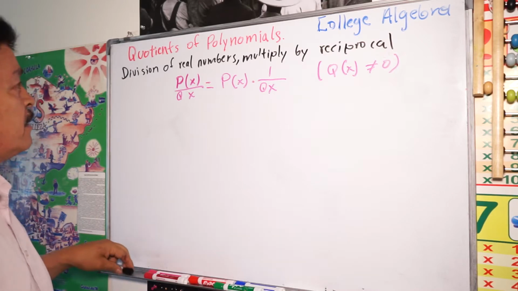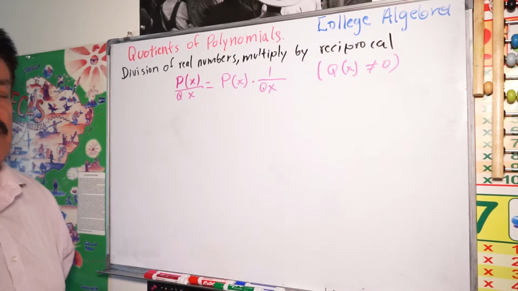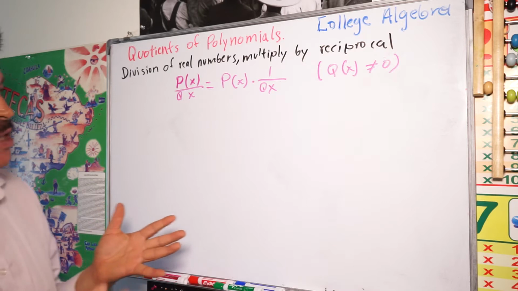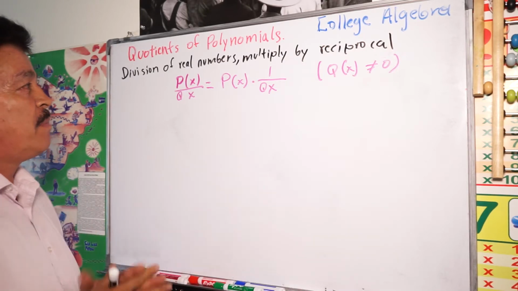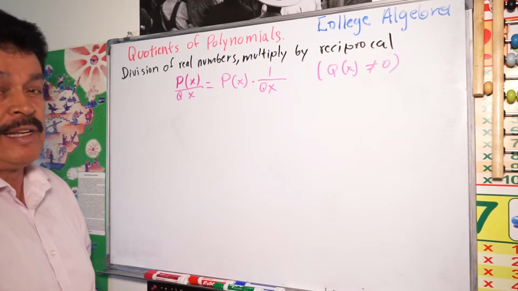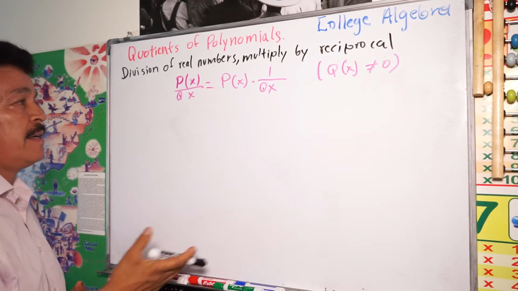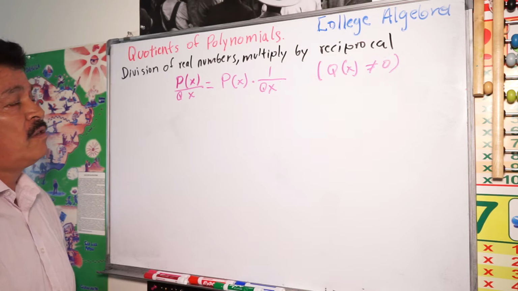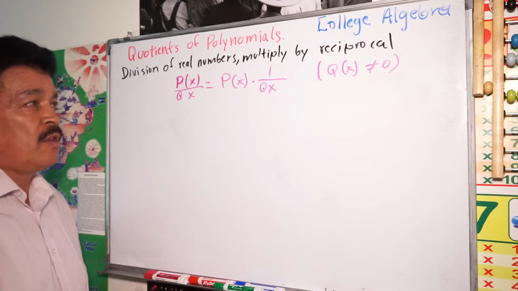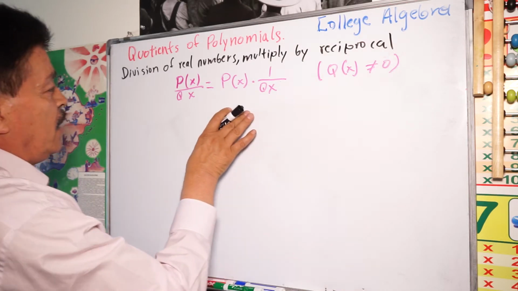Our topic for today is the quotient of polynomials. We are going to make some divisions. So how do we divide polynomials? It is the same: multiply by the reciprocal. Like this, we have this formula here.